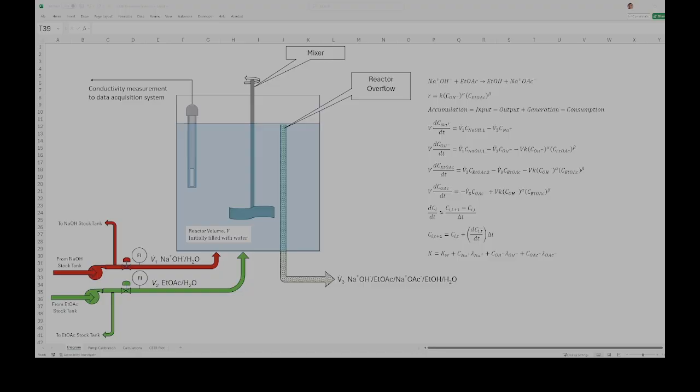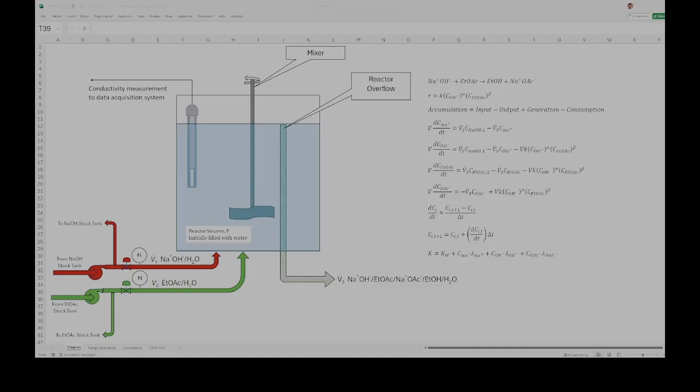And we can then do a simple balance that at hydraulic steady state, when the level doesn't change with time, the volumetric flow rate of the inputs will equal the volumetric flow rate of output. So V dot 3 will equal V dot 1 and V dot 2, those two added together.